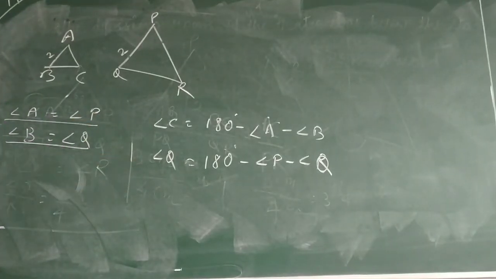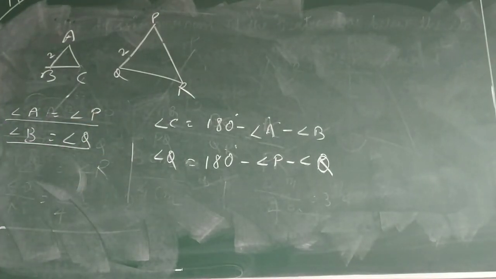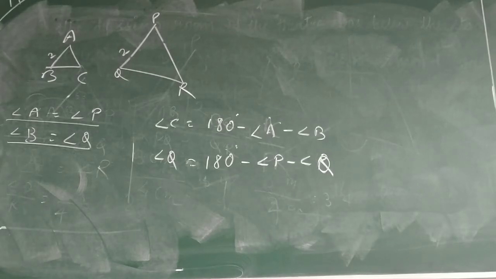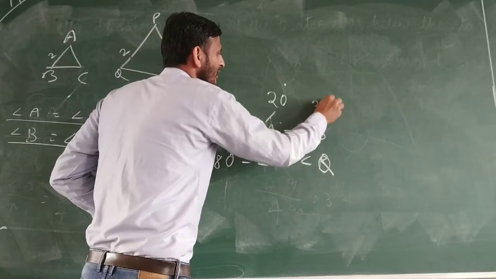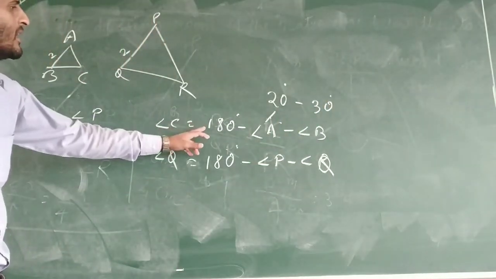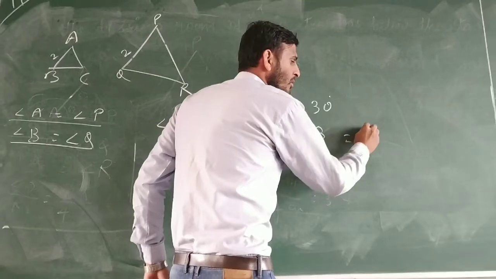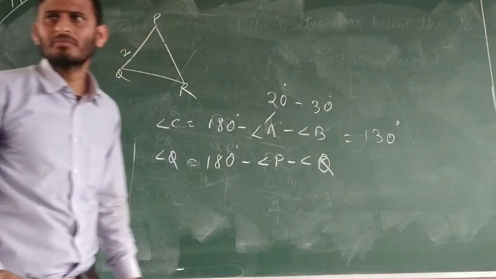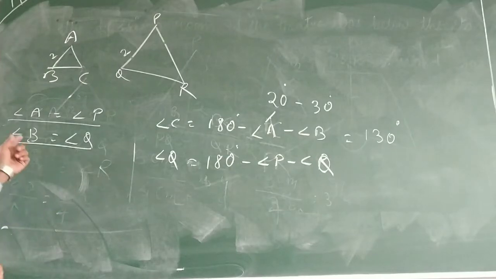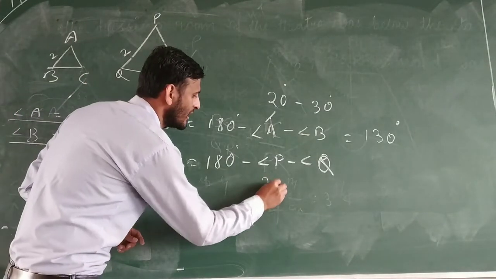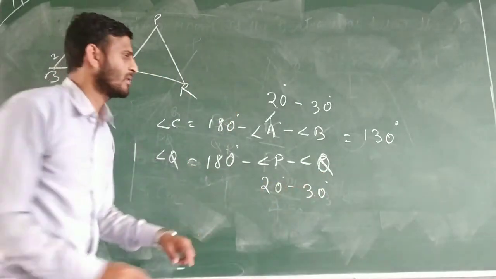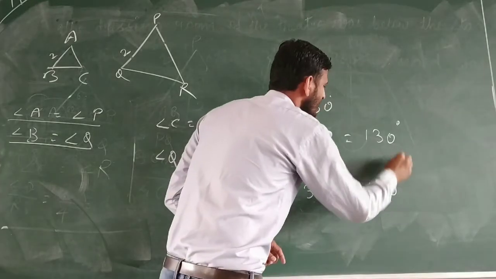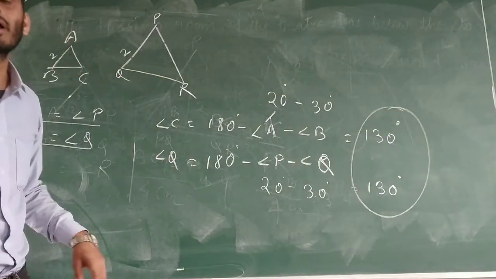From that we can find that two angles, that is angle Q and angle C, are similar. How? Let us see. Suppose the value of angle A is 20 degrees, the value of angle B is 30 degrees. So what will be the answer? 180 minus 50, we will get 130 degrees of angle C. Since A and B are equal with P and Q, so here again we will get 20 degrees and 30 degrees. See, again 180 minus 20 minus 30, we will get 130 degrees. See, both the angles C and Q are equal.